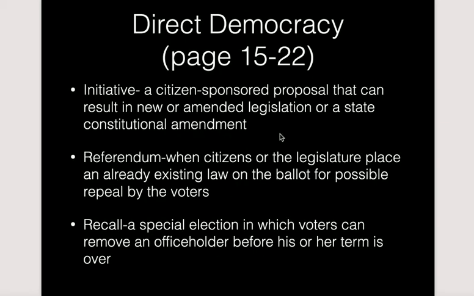Direct democracy, please review this: the initiative, referendum, and recall. We've already talked about an initiative and referendum, but a recall is a special election in which voters can remove an office holder before his or her term is over. Please read up on this so you know the conditions for that. And I'll just repeat, an initiative is a citizen-sponsored proposal that can result in new or amended legislation or a state constitutional amendment. And then a referendum is when citizens or the legislature place an already existing law on the ballot for possible repeal by the voters.